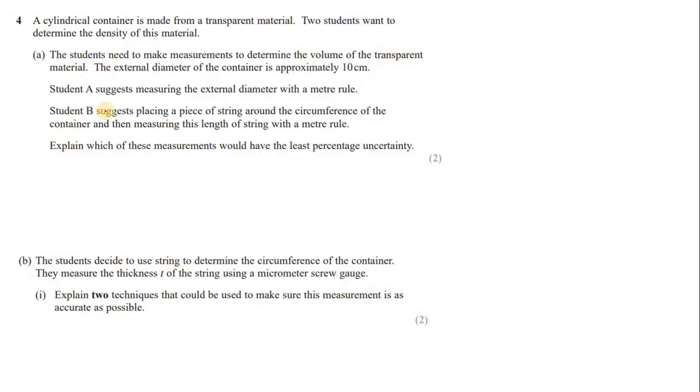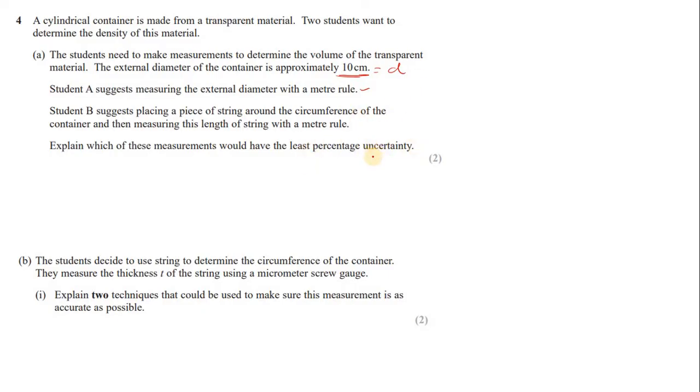Question number 4. A cylindrical container is made from a transparent material. Two students want to determine the density of this material. The students need to make measurements to determine the volume of the transparent material. The external diameter of the container is approximately 10 centimeter. This is the diameter. Student A suggests measuring the external diameter with the meter rule. Student B suggests placing a piece of string around the circumference of the container and then measuring the length of the string with the meter rule. Explain which of these measurements would have the least percentage uncertainty.